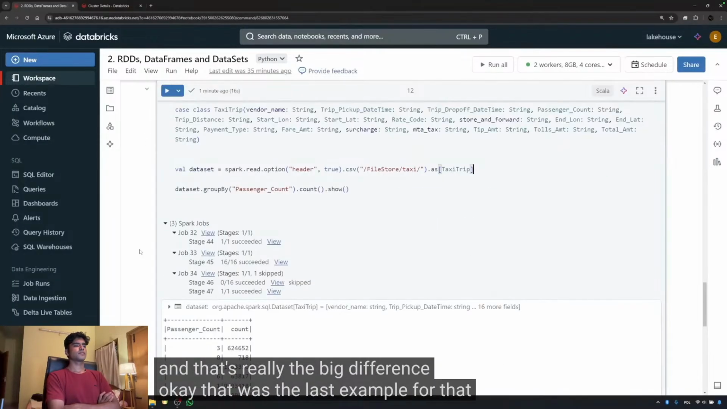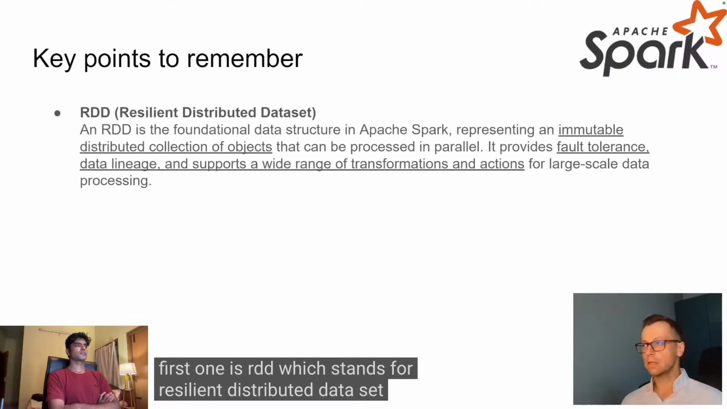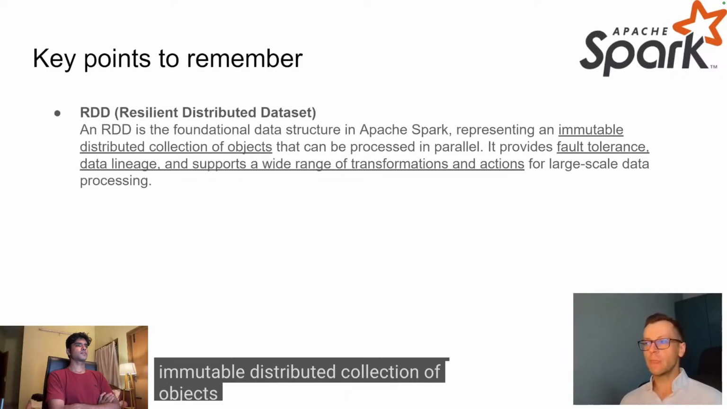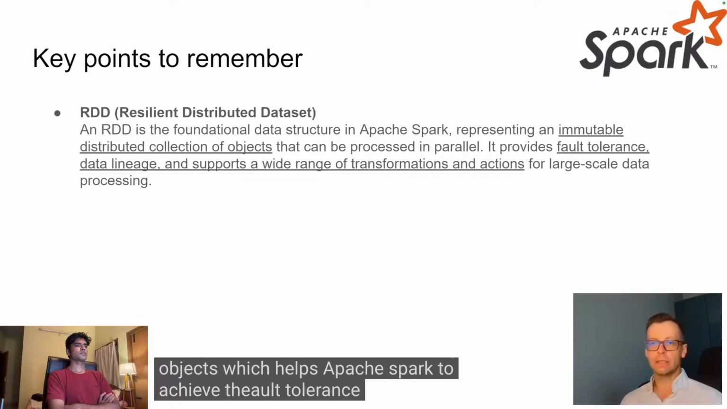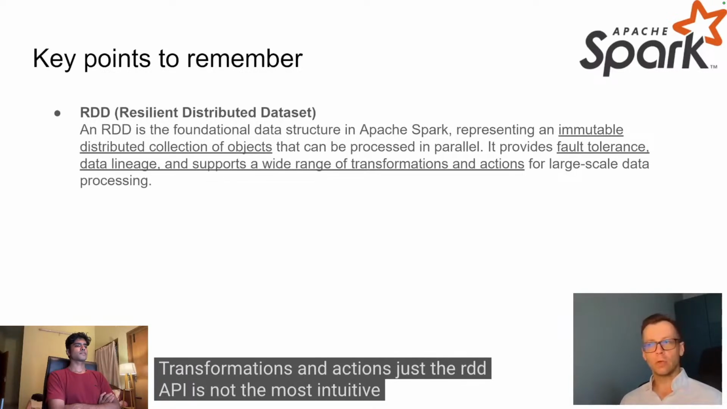Okay, that was the last example for that notebook. Key points to remember, guys. The first one is RDD, which stands for Resilient Distributed Dataset, and it's an immutable distributed collection of objects, which helps Apache Spark to achieve the fault tolerance, data lineage, and support a wide range of transformations and actions. Just the RDD API is not the most intuitive, as we have seen it.